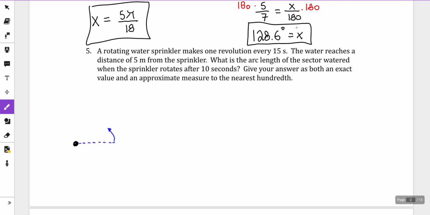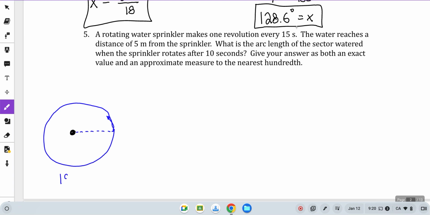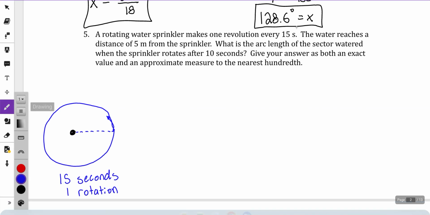We got a sprinkler, and it's going around. It's doing a full rotation in 15 seconds. One rotation. Cool. Other things we know. We know the distance that this is shooting out. It said it's shooting 5 meters, so I know that this is 5. And I think that's all the info it gives me. A rotating water sprinkler makes 1 revolution every 15 seconds. I've written that down. The water reaches a distance of 5 meters. I've sketched that. What is the arc length?